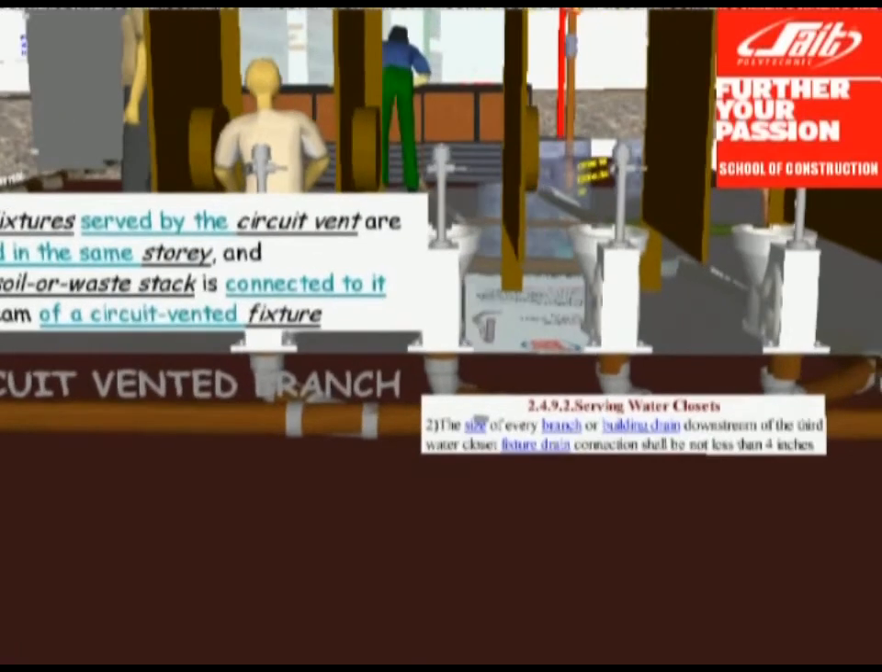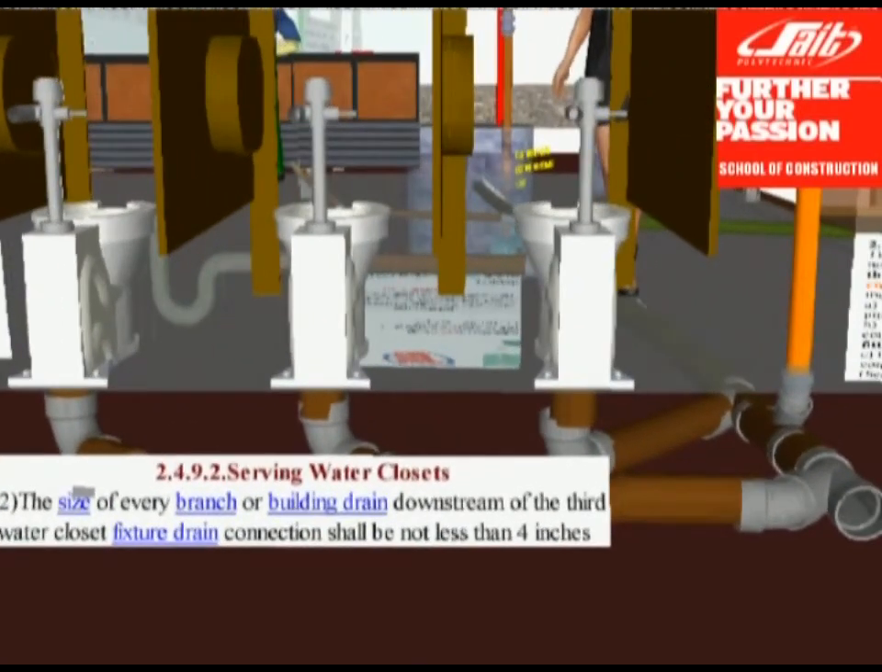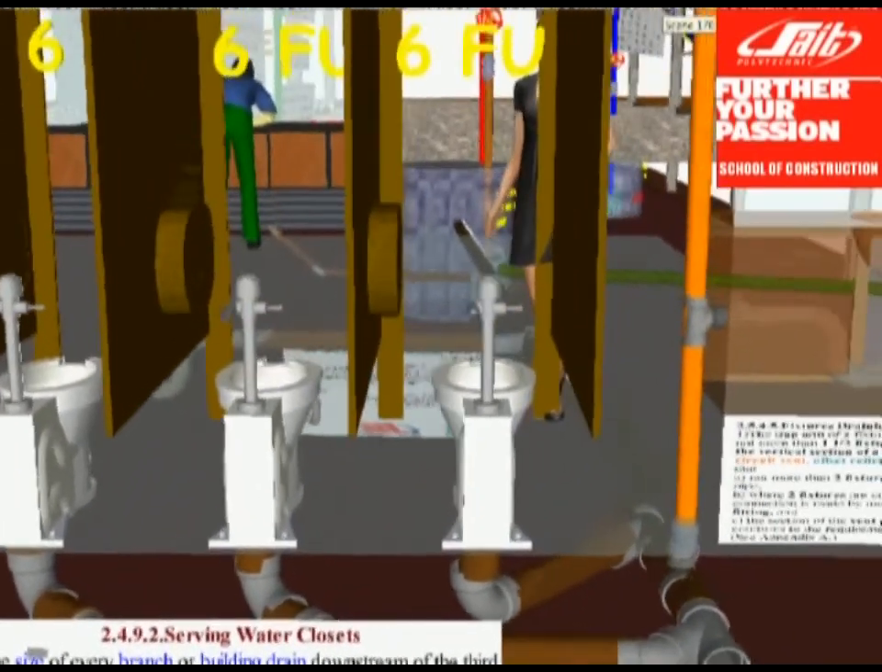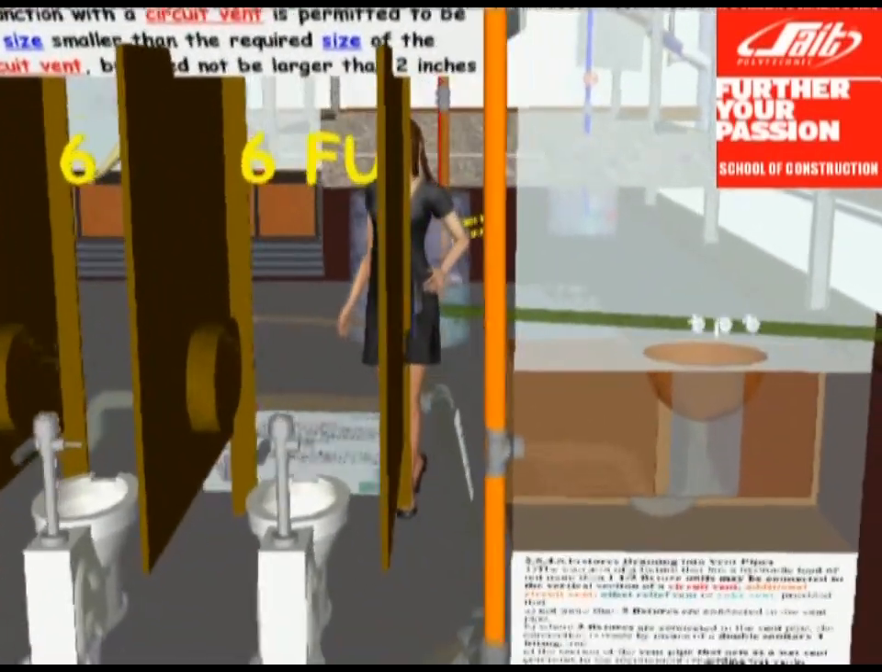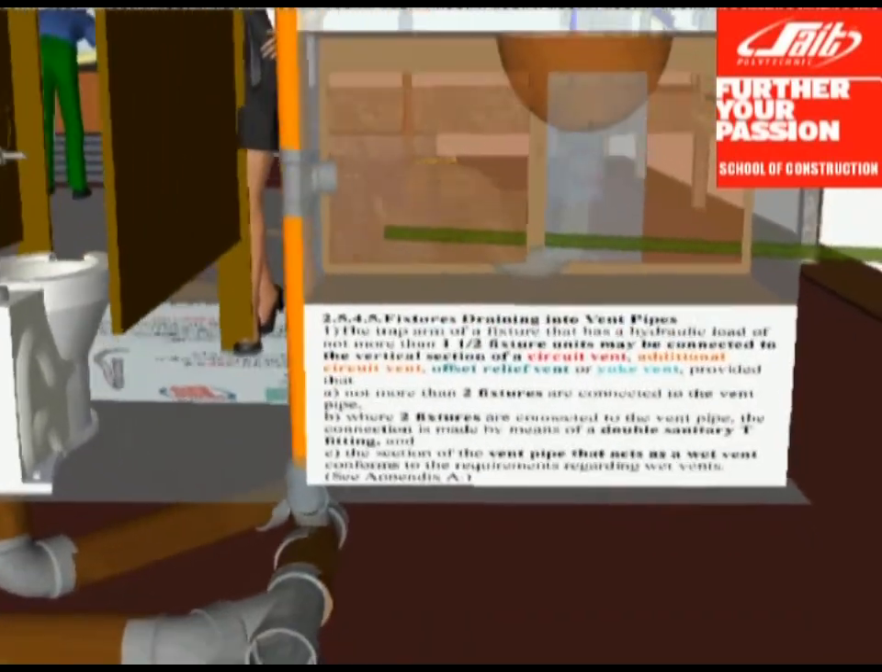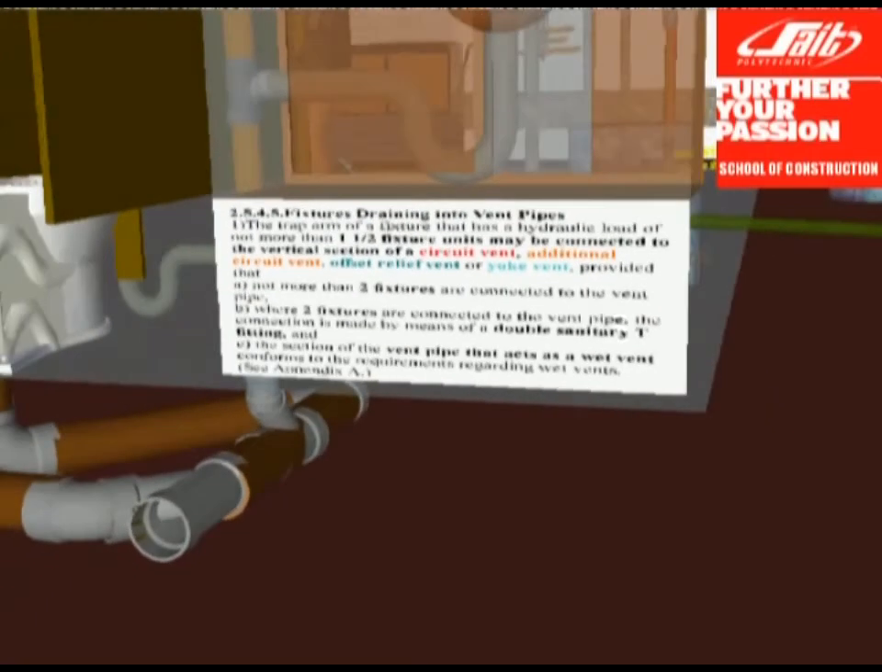We are once again going to turn 90 degrees, so we will need another additional circuit vent. We can also dump up to 2, 1½ inch, 1½ fixture unit trap arms symmetrically into the wet portion of this vent. The wet portion of the additional circuit vent must always be a minimum of 2 inches in size.